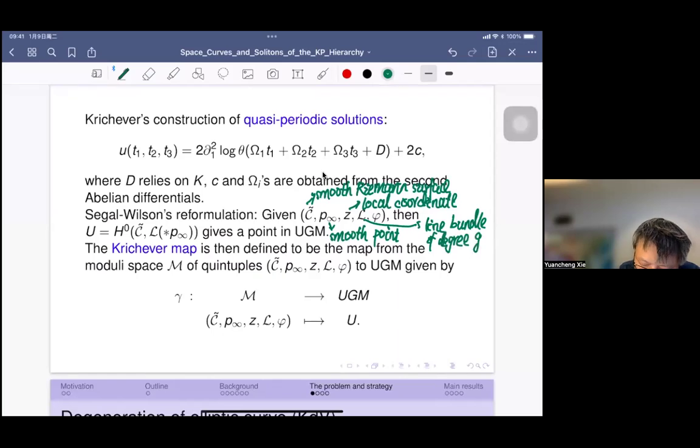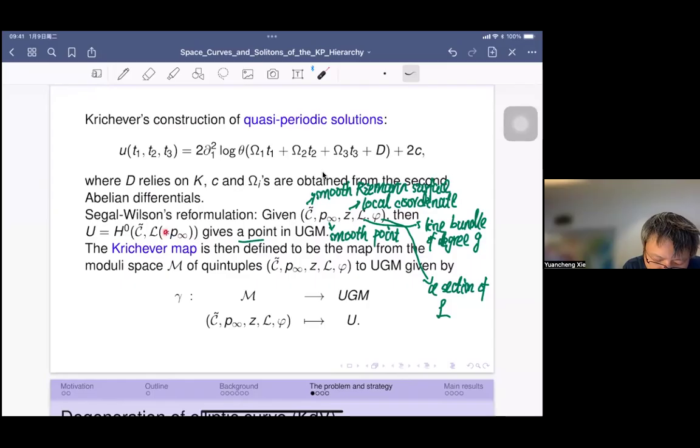I will explain more explicitly what they are in concrete examples. And this phi is a section of L. Okay. So if we have something like this, we can get a point in the universal Grassmannian. So we just take other functions on these Riemann surfaces, and we allow arbitrary order of poles at P infinity. So we write it in this way. So that's a section of this line bundle, but we allow arbitrary order of poles at infinity.